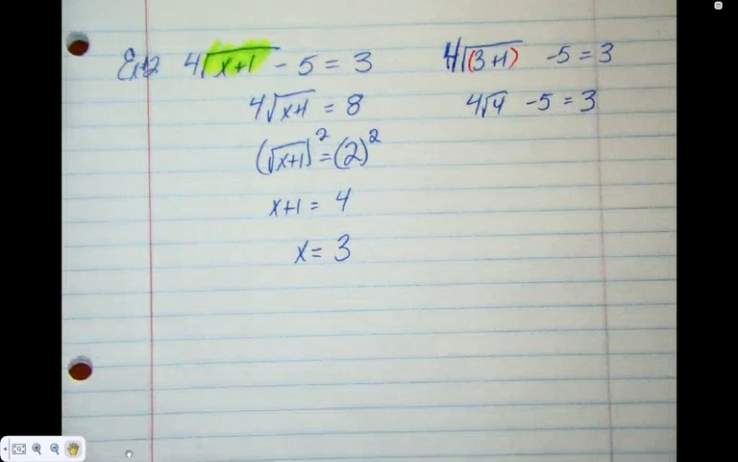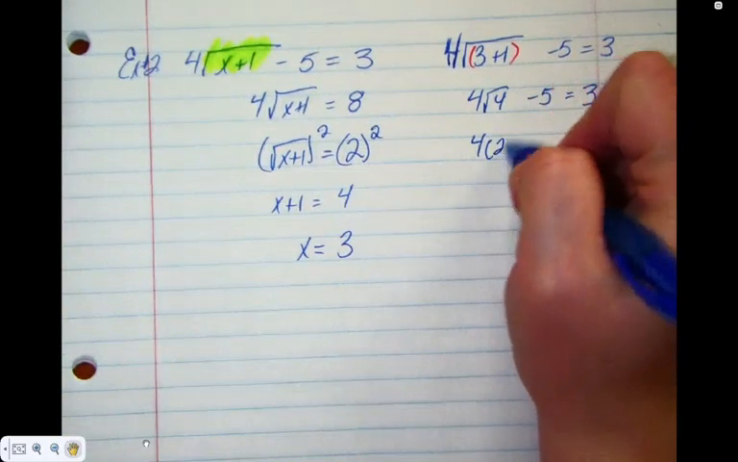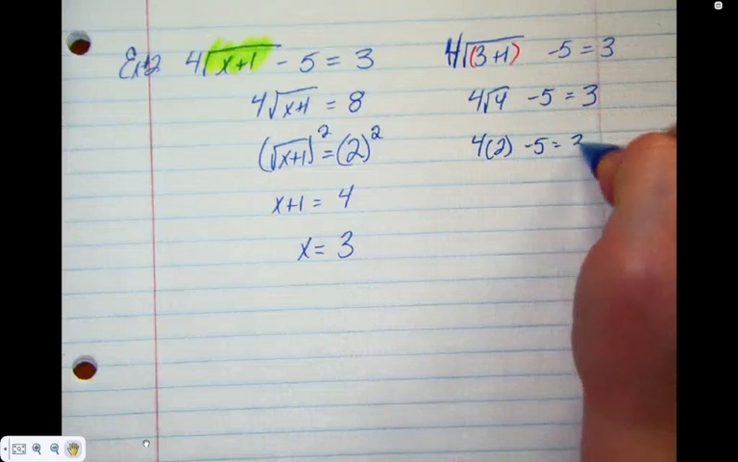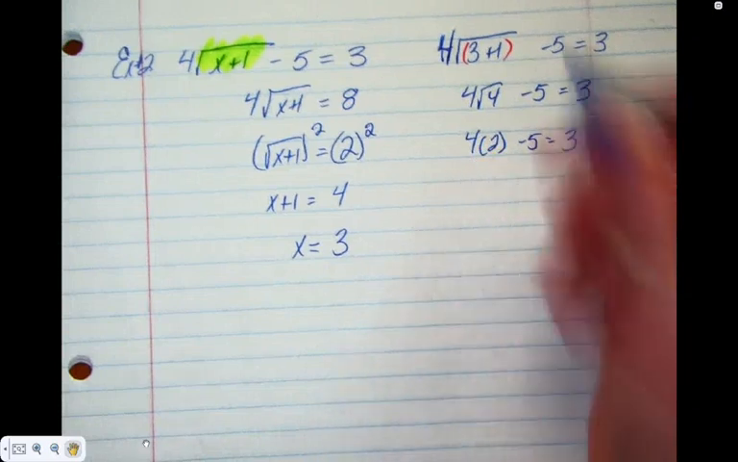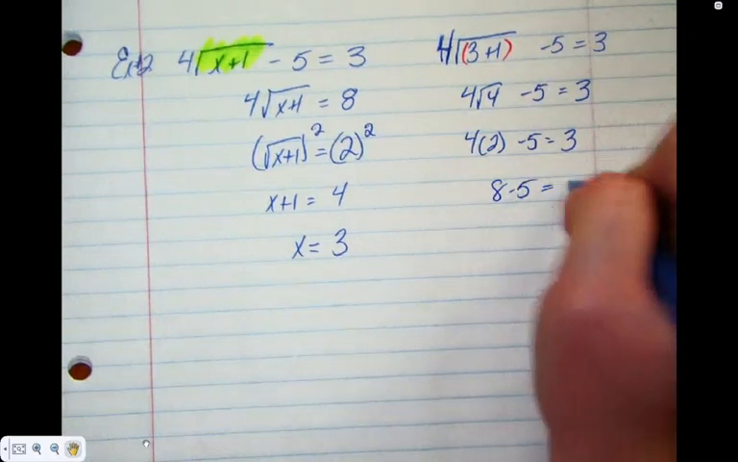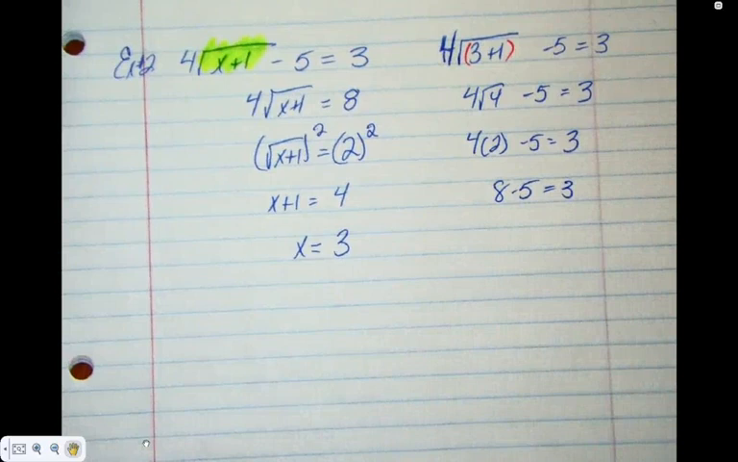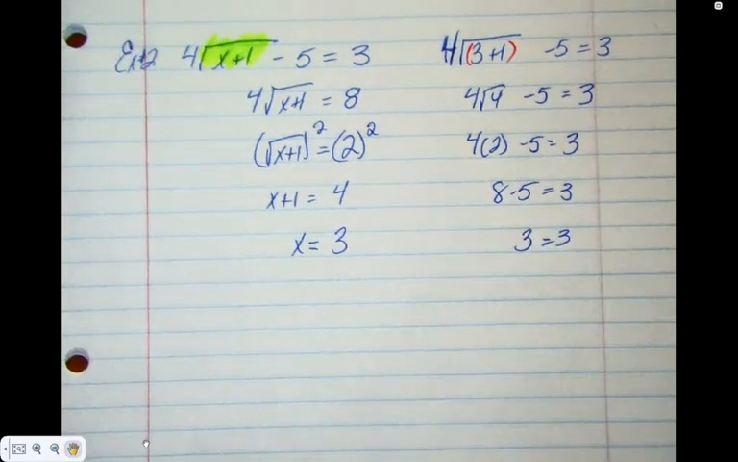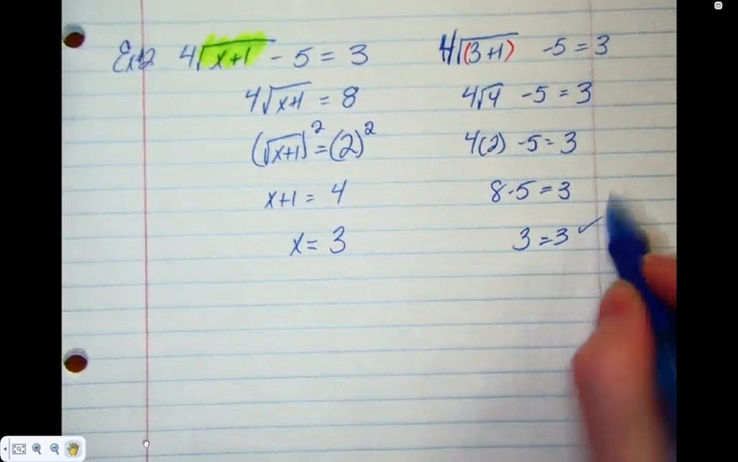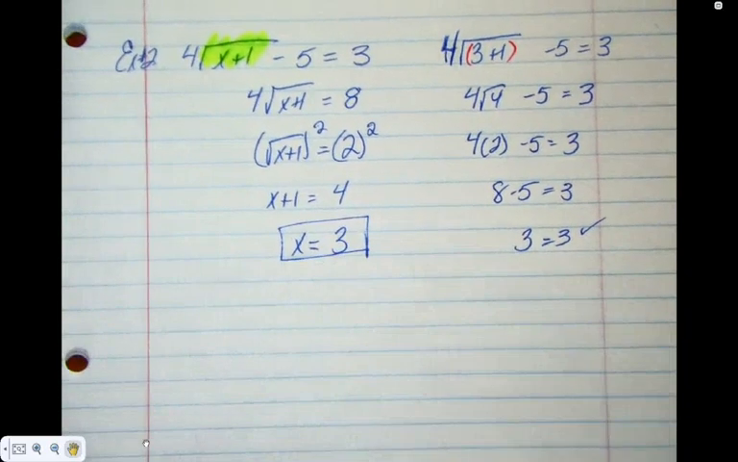After brackets is exponent, so that's the square root. What's the square root of 4? After exponent is division, don't have anything. After division, multiplication, so the 4 times 2. And finishing it off, 8 minus 5. And what does that tell you if 3 equals 3? Then we got it right. X equal 3 is the answer.